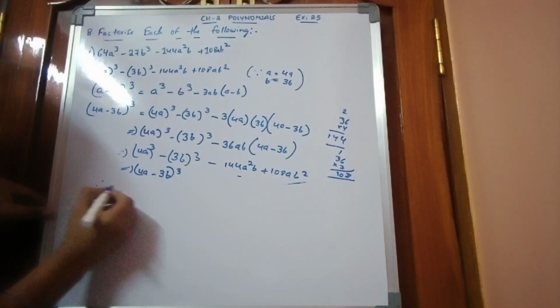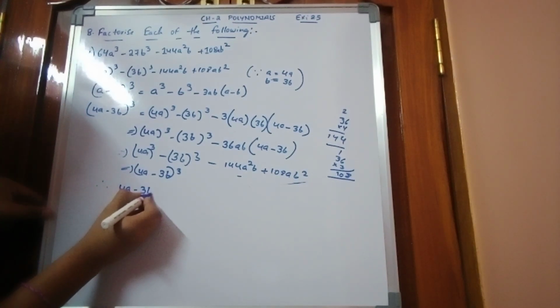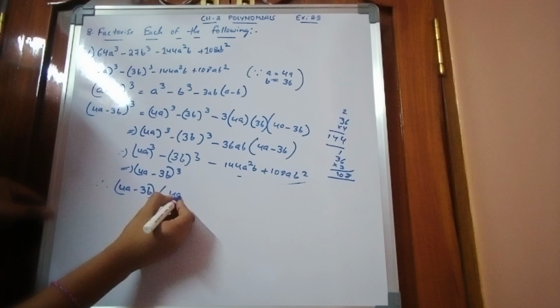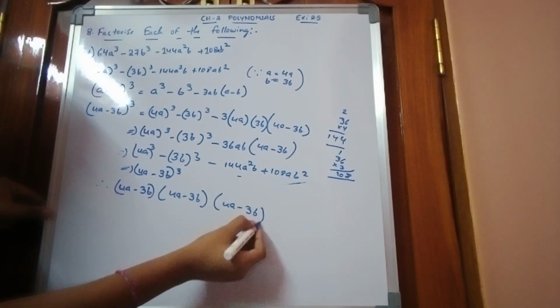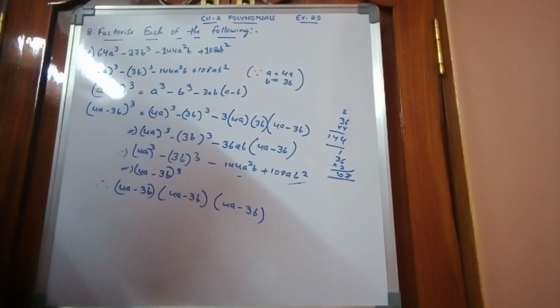That is, therefore (4a minus 3b) and (4a minus 3b) and (4a minus 3b). So this is the answer of the fourth one.